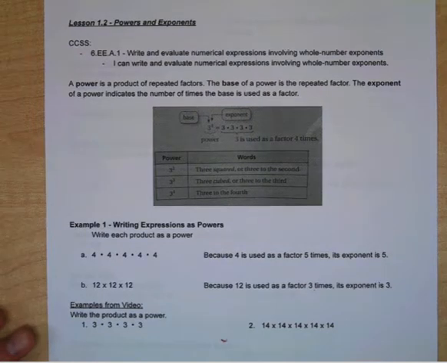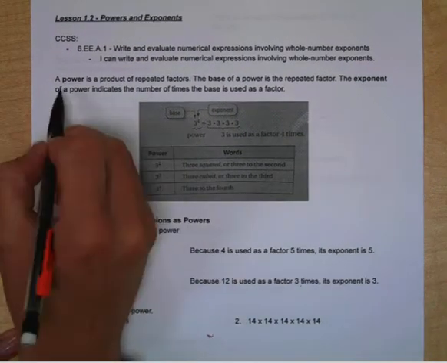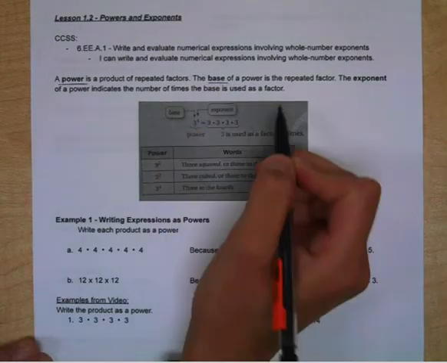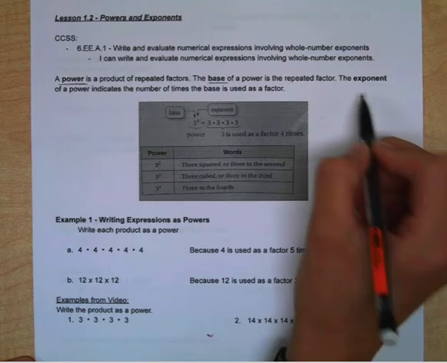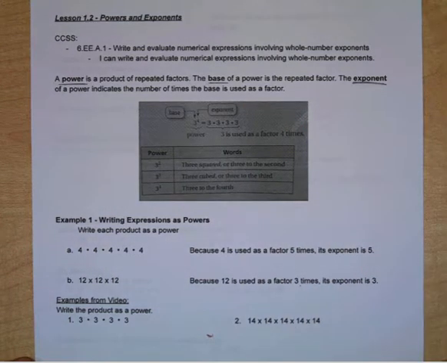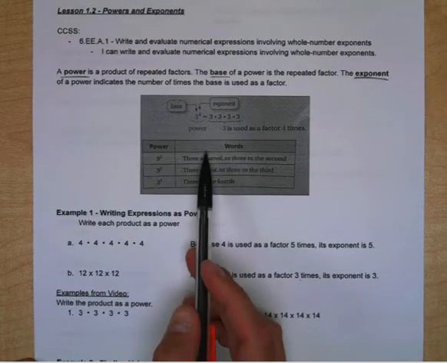Alright, so to start off, we're going to learn some new vocab words. A power is a product of repeated factors. The base of a power is the repeated factor. And the exponent of a power indicates the number of times the base is used as a factor. To help you remember those, we're going to go over a couple examples here.